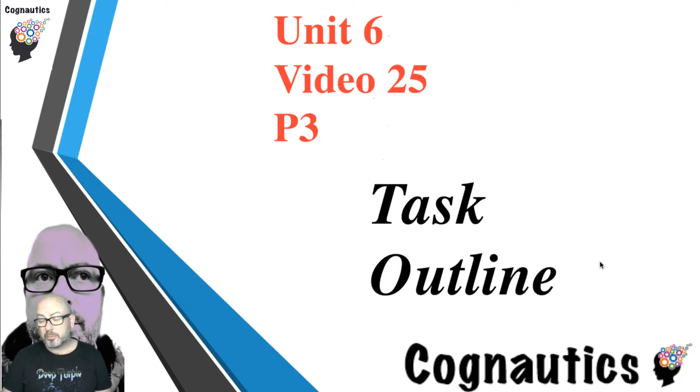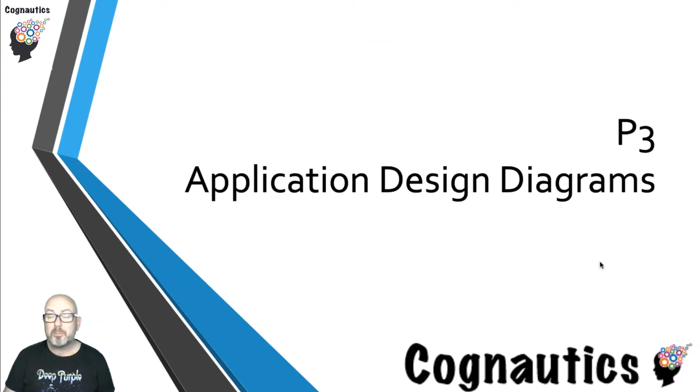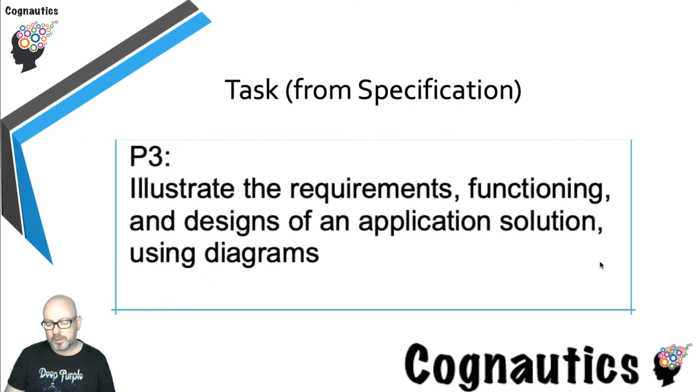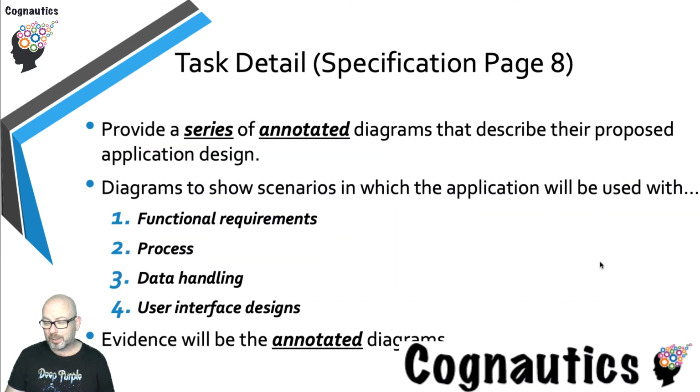Our next task is P3, and the simple overview is that P3 is all about making diagrams. This is from the overview of the spec: illustrate the requirements, functioning and designs of an application solution using diagrams. More detail is required. This is from page 8, the task detail.